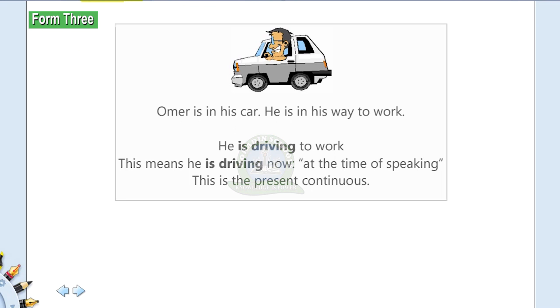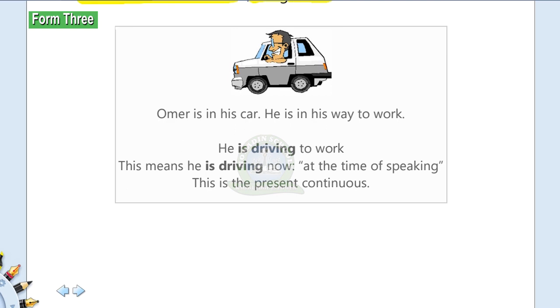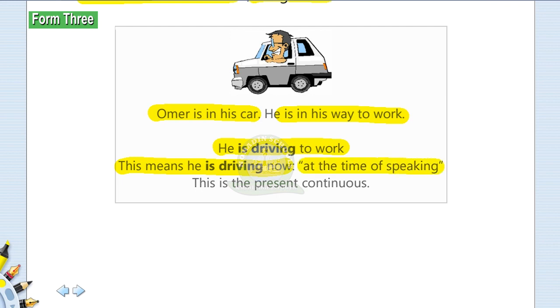Look at this example, please. Umar is in his car. He is on his way to work. So what is he doing? He is driving to work. So we use present continuous tense. This means he's driving now, at the time of speaking.